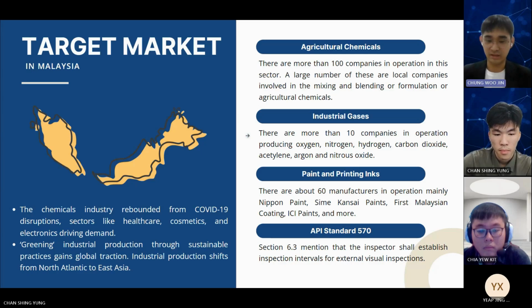We are targeting them because there is API standard 570. In section 6.3, it mentions that the inspector shall establish inspection intervals for external visual inspection, so that our robot dog can scan the defects on the pipeline and monitor it. The detailed function of our product will be explained by the next presenter, Yap. Thank you.